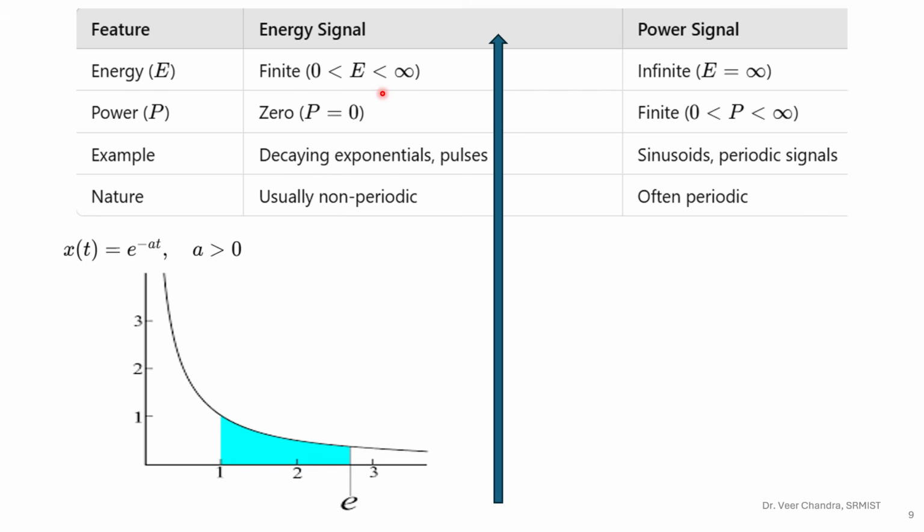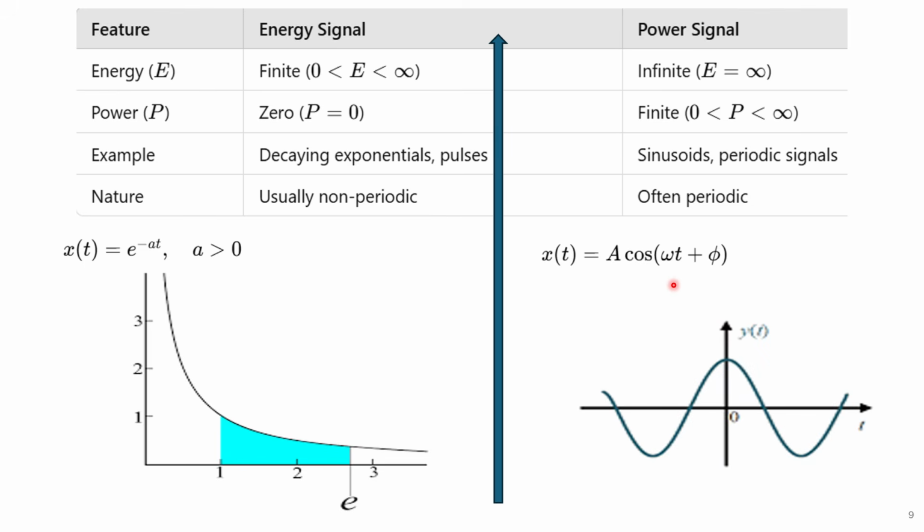And for a power signal, your energy is infinity and power is finite, right? An example is your decaying exponential function, which is an example of an energy signal. So you can calculate this. This will give a finite value of energy, and power is 0 because the time period is not there, right?